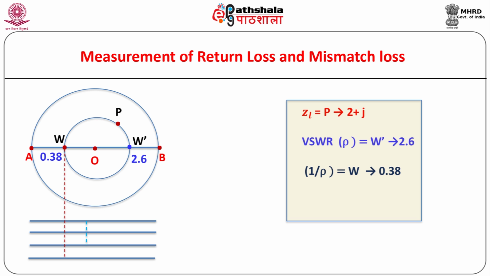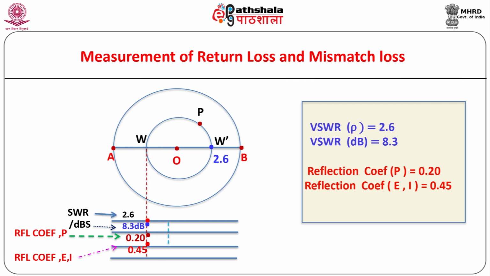Step 1. Find point P corresponding to the normalized load impedance ZL equal to 2 plus j1 on the Smith chart. Step 2. Draw a circle of radius OP with O as its center. Let the circle intersect the radius OA at point W and OB at point W dash. Step number 3. From W, draw a line perpendicular to OA. Step number 4. Note the readings at the points where this perpendicular line intersects the horizontal scales to measure the desired radially scaled parameters as shown.